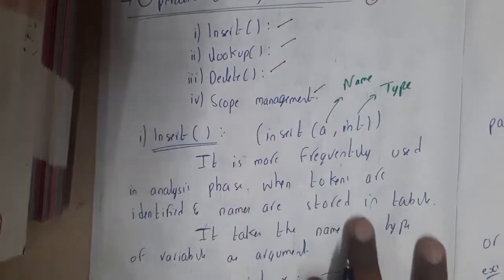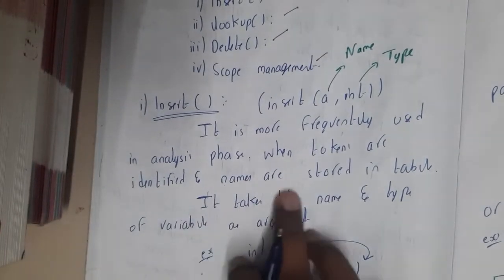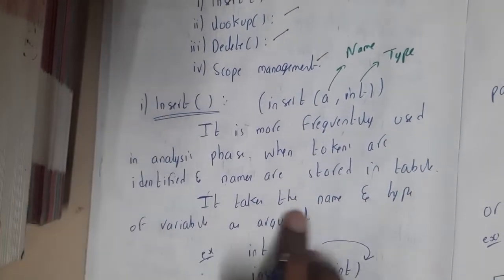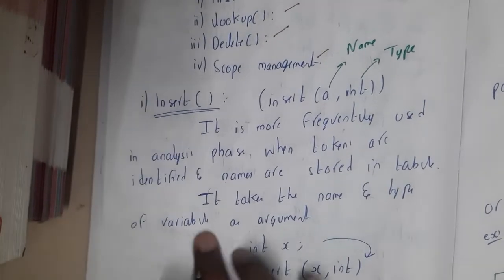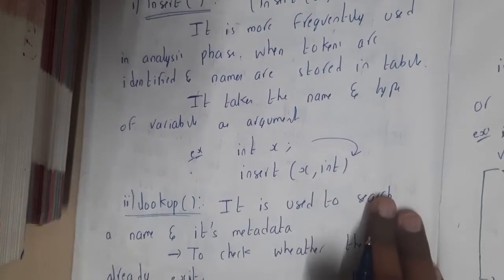Yes. So it is more frequently used in the analysis phase. When tokens are identified, names are stored in the table. It takes the name and type of the variable as arguments. So int x. So insert x comma int.